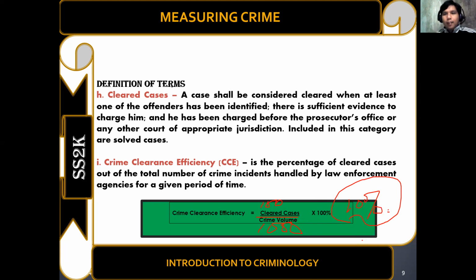So, yun po yung tatlong method on how to measure the crime. We have crime rate, we have crime solution efficiency, doon makikita kung gaano ka-efficient ang ating kapulisan sa pag-solve ng mga kaso. At crime clearance efficiency, doon makikita kung gaano ka-efficient ang kapulisan sa pag-clear sa mga kaso.